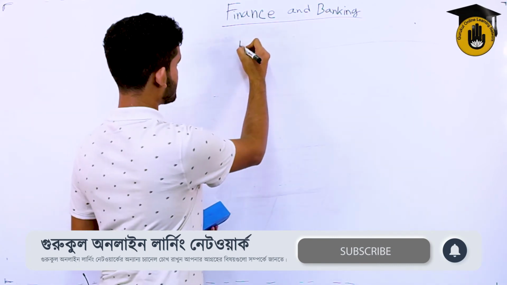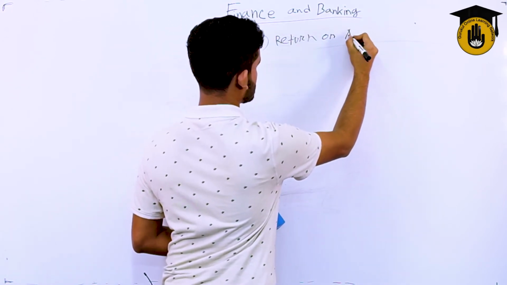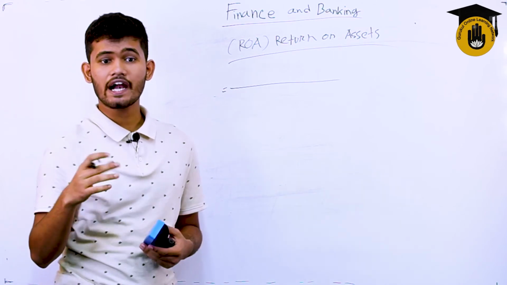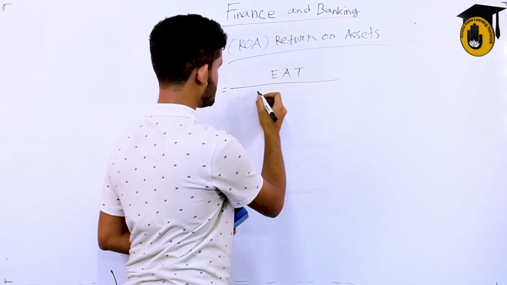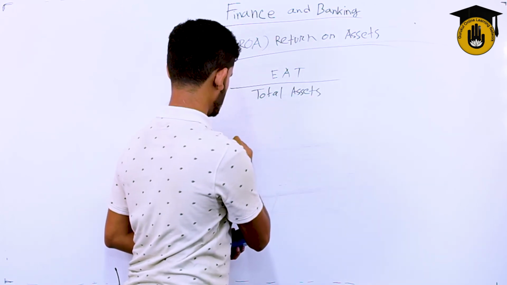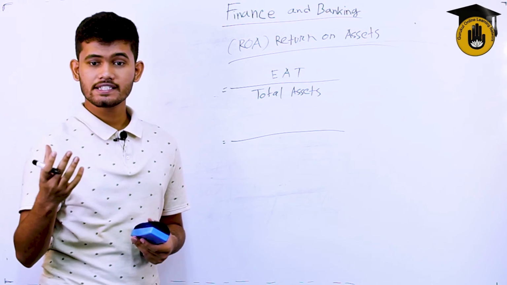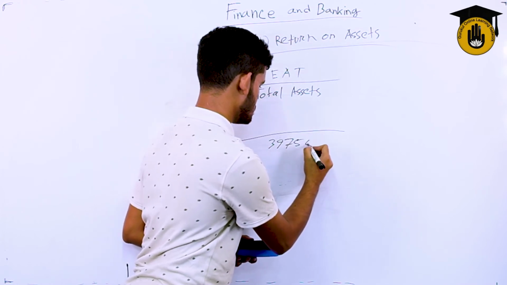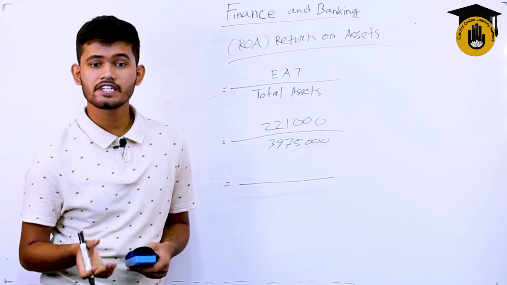So ROA. Return on assets will be earnings after taxes, the same, EAT, divided by the total assets or the capital. So our EAT would be the same as before, 2,21,000, and the total assets 35,97,000. So earnings after taxes divided by total assets or capital.